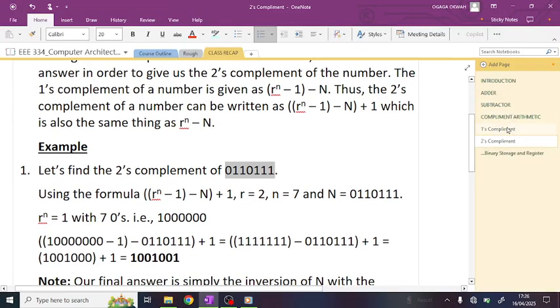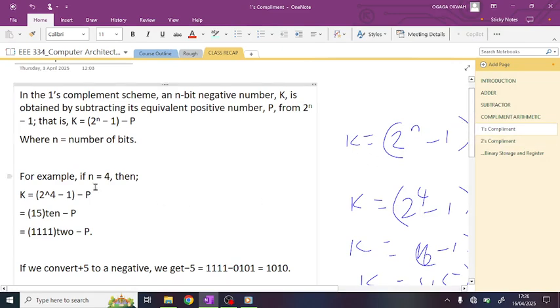It's just like for our 1's complements. When the number of bits is 4, how many 1s do you have here? 4. 1, 2, 3, 4. A short way to look at it: if your number of bits is 4, you have four 1s. If your number of bits is 7, you have seven 1s. Just as simple as that.